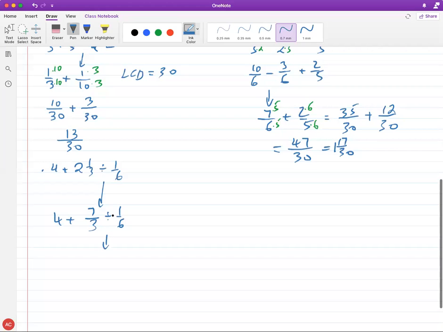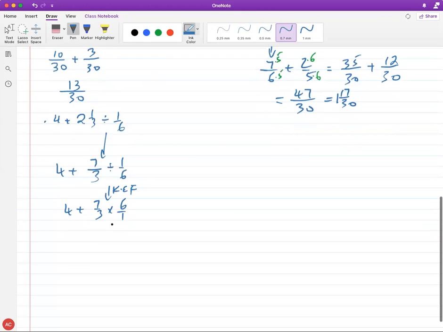Okay. So 7 over 3 divided by 6 over 1. So again, we have division. So we do keep, change, flip. Bring the 4 down. We reduce 2. That's right, by 3. So 1. Plus 3 into 6 twice. It's going to be 4 plus.